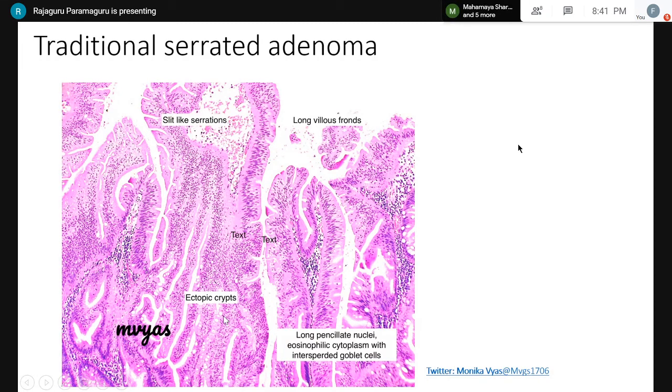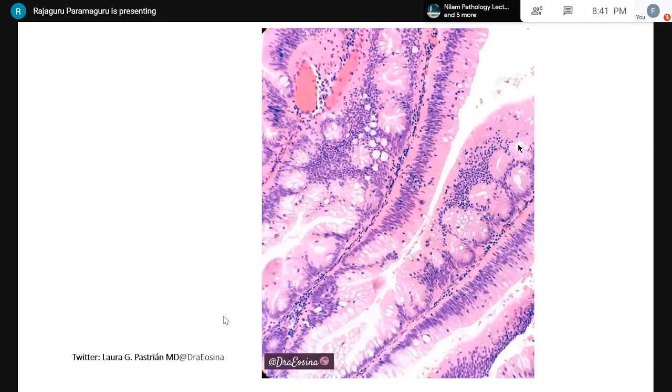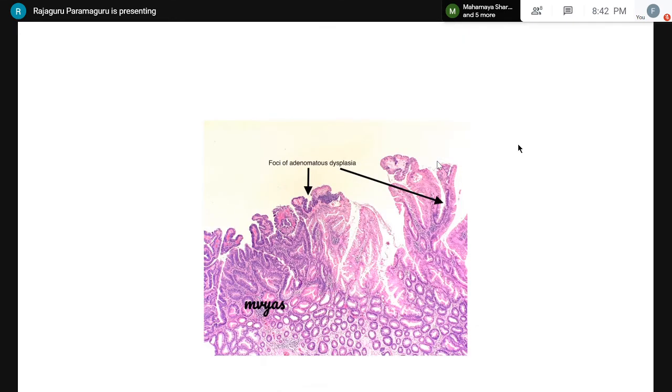When it is projecting into these, they are called ectopic crypts. I will show you this in the next photograph, where you see these ectopic crypts arising. These are nothing but the cross section of the slit-like serrations seen in a traditional serrated adenoma. This is a classical morphology with abundant eosinophilic cytoplasm and typical pencillinate nuclei, which are stratified. So adenomatous changes can occur in a traditional serrated adenoma as well.